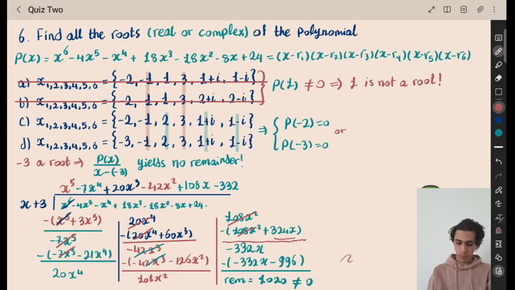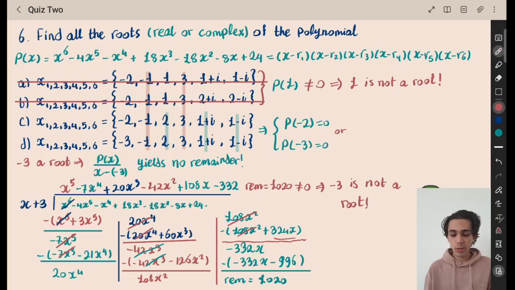So I can write that the remainder is not equal to 0. And then, if that is the case, then minus 3 is not a root. Simply. That's how simple it is. I mean, it's not that simple, but we try to make the problem as simple as possible. Then, if p of minus 3 is not the solution, then the solution must be C.